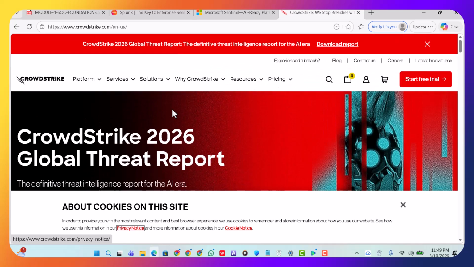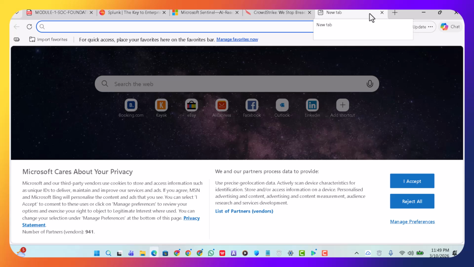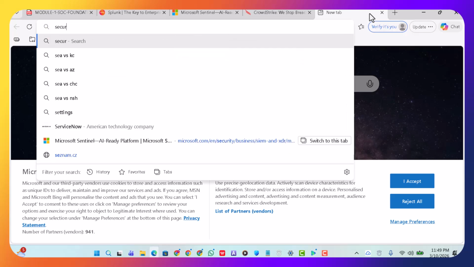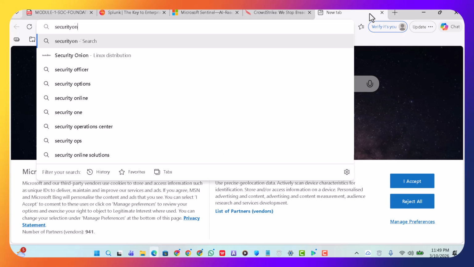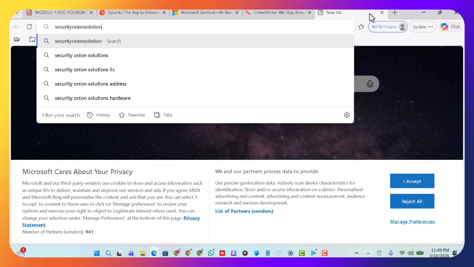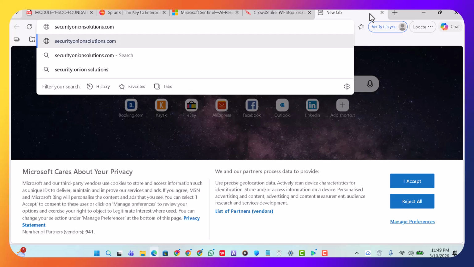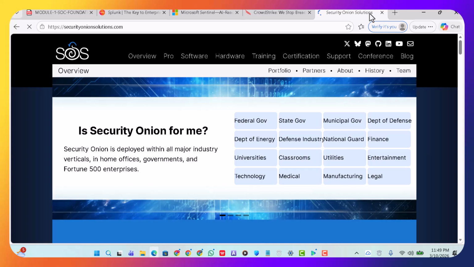Last on the list is Security Onion. Let us check it out. And the website is securityonionsolutions.com. Now this is it too. So you read about it, okay? And what does Security Onion do? It is an open source security monitoring platform used for network security monitoring, intrusion detection, log analysis, threat hunting, and it is commonly used in SOC training environments and cybersecurity labs.